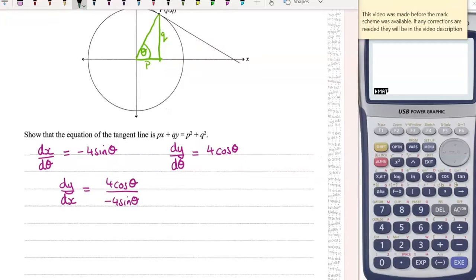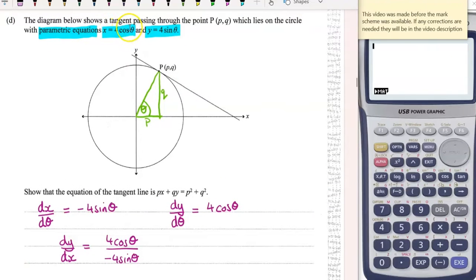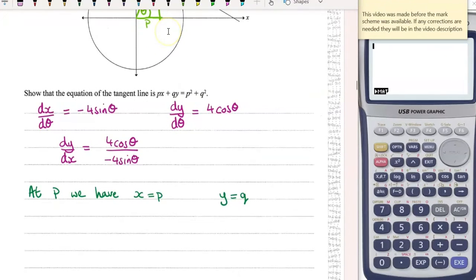So then at the point P, we have x equals P and y equals Q. Now going back to our parametric equations, x is equal to 4 cos theta, y is equal to 4 sine theta. So P is equal to 4 cos theta and Q is equal to 4 sine theta. Now that means we can express cos theta in terms of P, so that's P over 4, and sine theta is equal to Q over 4.